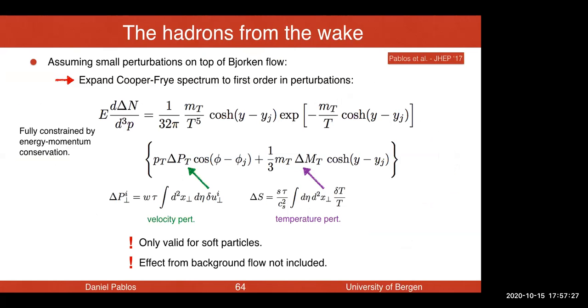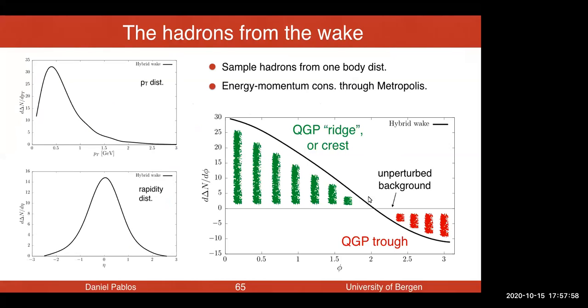So in the hybrid model, we had these hadrons from the wake. We did an estimate of the hadronic spectrum that comes from perturbing the hypersurface. It's a simple formula, but it's fully constrained by energy-momentum conservation, with no free parameters, and it has the advantage of being very efficient. It's really expensive to run hydrodynamic simulations for each jet. But this was good.